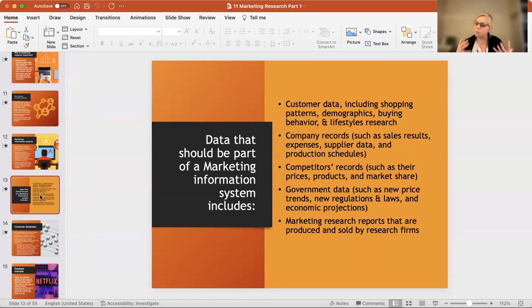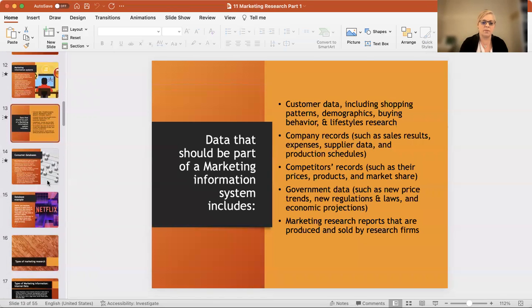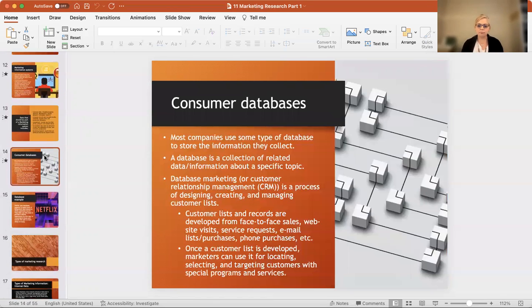Data that should be a part of these systems include customer data, our shopping patterns and demographics, right? They want to be able to form a complete picture. Company records, sales and expenses and such. Competitor records: what are our competitors doing? What are they charging? Are they charging higher amounts certain times of the year and lower amounts other parts? What's happening there, so we can keep track of it. Government data, if there are regulations and things like that that we need to be aware of. So these are all sorts of things that we would have in our marketing information system.